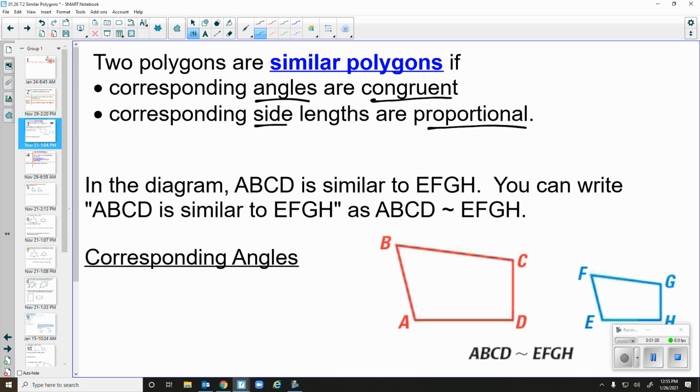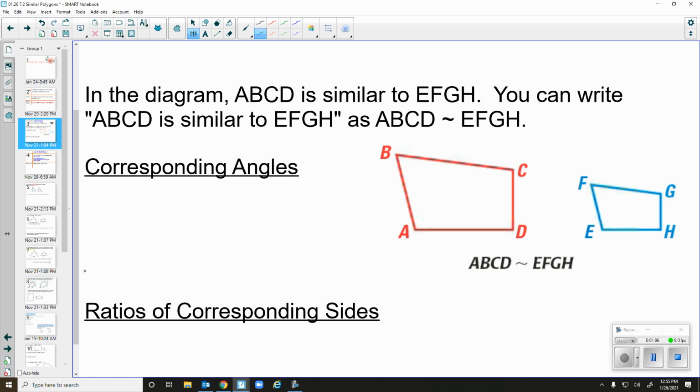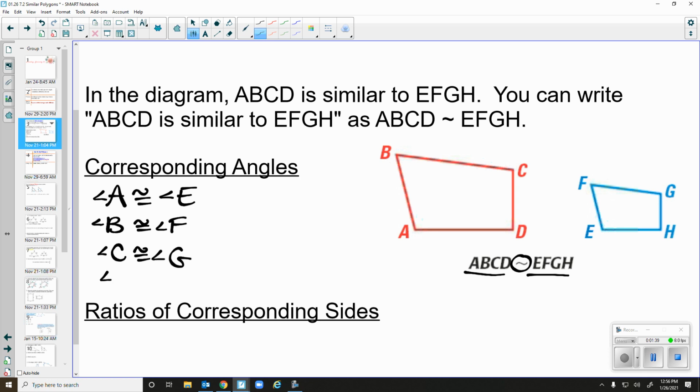When we look at these two figures, the red and the blue one, the corresponding angles come back similar to what we talked about with congruent figures and triangles. The order matters. When there is a similarity statement, this little squiggle means similar. It goes in that specific order, meaning angle A has to be congruent to angle E, angle B is congruent to angle F, angle C is congruent to angle G, and angle D is congruent to angle H.